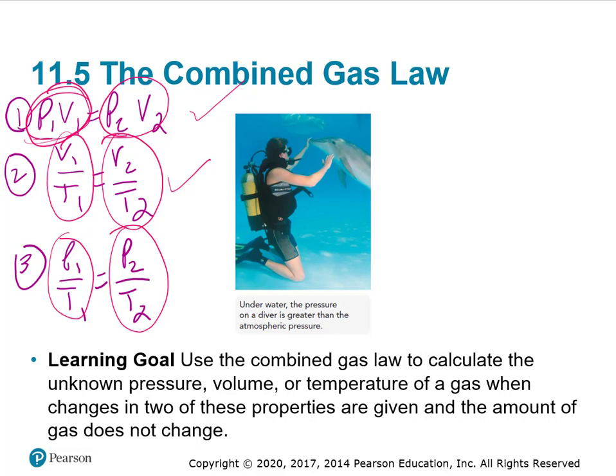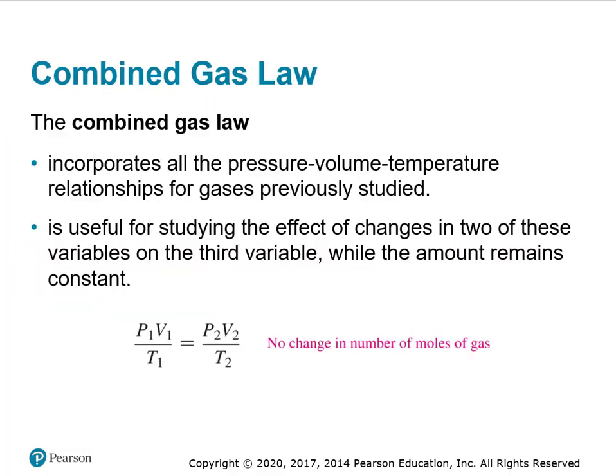So let's use these 3 and combine them to calculate the unknown pressure, volume, or temperature of a gas when changes in 2 of these properties are given and the amount of gas does not change. So in each one of these, we're only looking at 2 variables: pressure and volume, volume and temperature, pressure and temperature. Now let's look at all 3 of them together. The combined gas law incorporates all of them by smushing them all together.